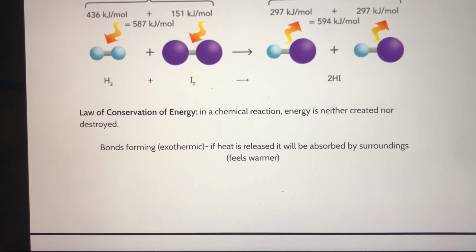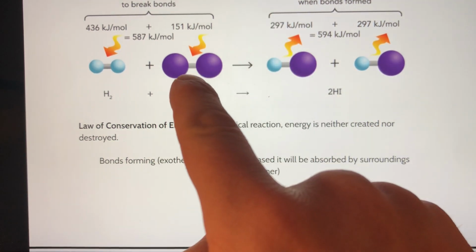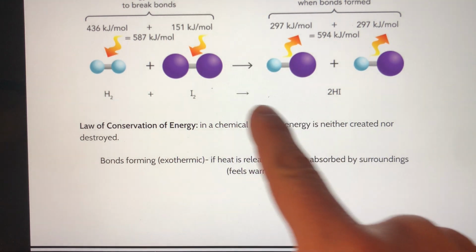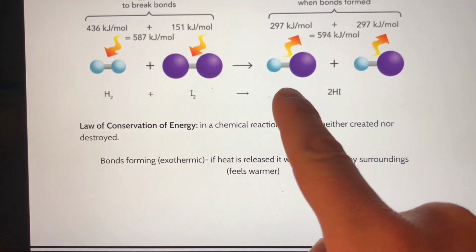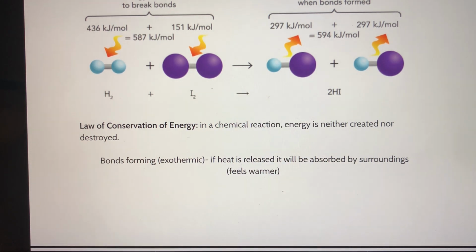Now, the law of conservation of energy says that in a chemical reaction, energy is neither created nor destroyed. This is similar to the law of conservation of mass, which we talked about in our previous video, where we discussed how matter is not created or destroyed, and its atoms are simply shifted around. The same thing goes with energy. The energy that's put into these bonds is the same energy that's released if we make the same bond. But if you look here, the bonds that are being broken and the bonds that are being formed are different. They're not the same, so there's going to be a difference.